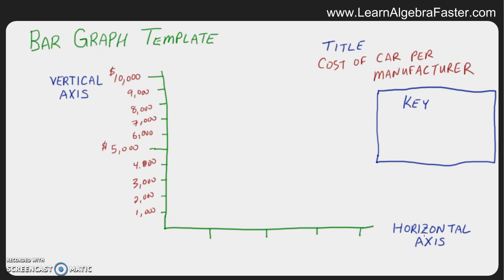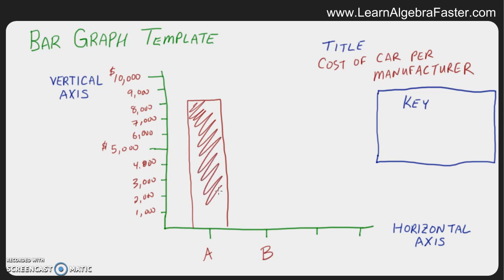Okay, on our horizontal axis, maybe we only have two different car makers, and we'll just call them car maker A and car maker B. So let's go ahead and fill out the bar graph. Let's say that car maker A sells their car for $8,000 and car maker B sells theirs for $5,000. Then last but not least, we fill in the key that shows this color. We are measuring the car.